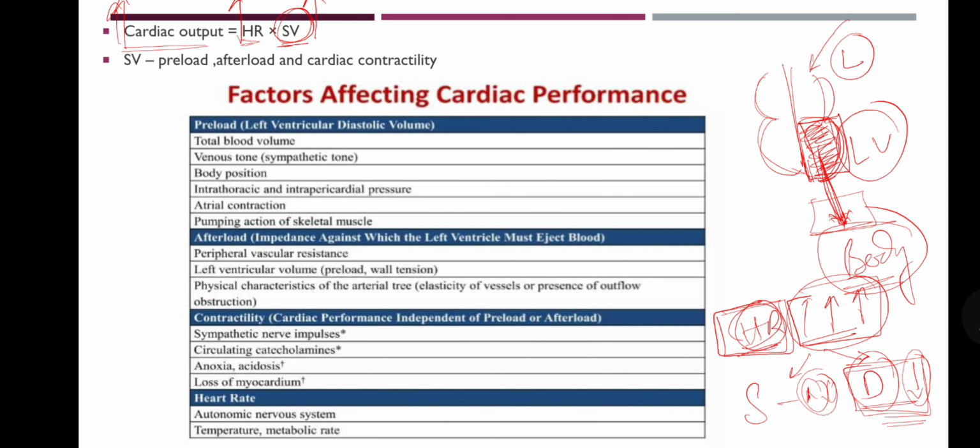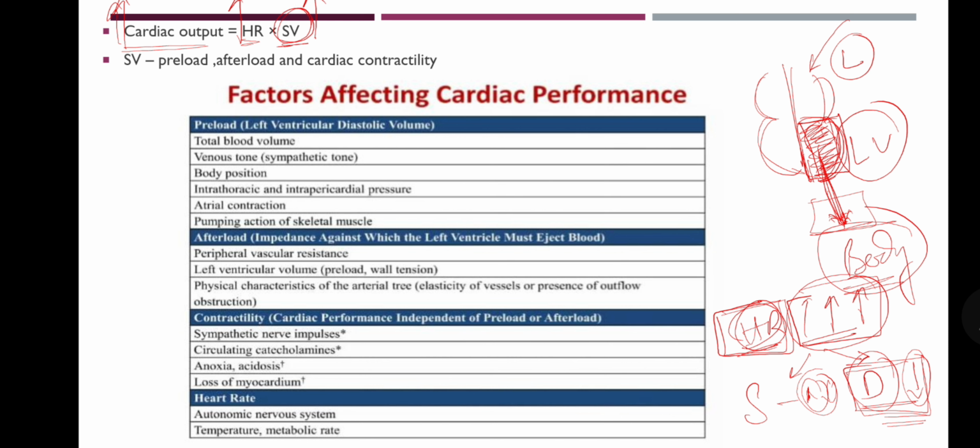And afterload depends on three parts. First is the peripheral vascular resistance. It is very much important. PVR means the resistance against which the heart has to pump out the blood. That means the aortic pressure. So peripheral vascular resistance is very important for afterload. It is inversely proportional. That means when the PVR increases, stroke volume decreases. When the PVR decreases, the stroke volume increases.